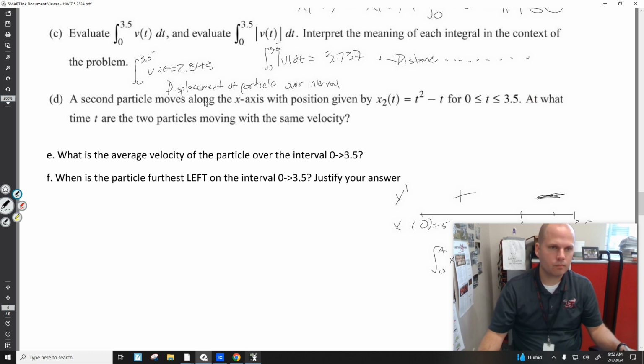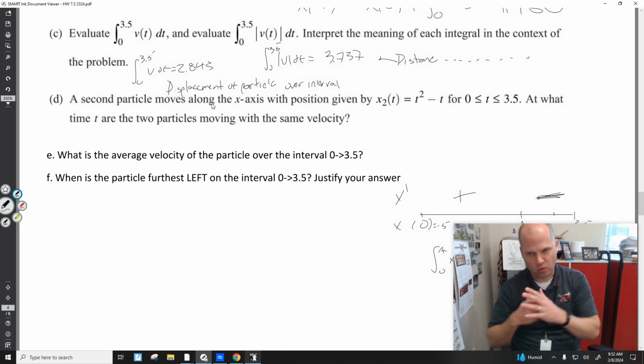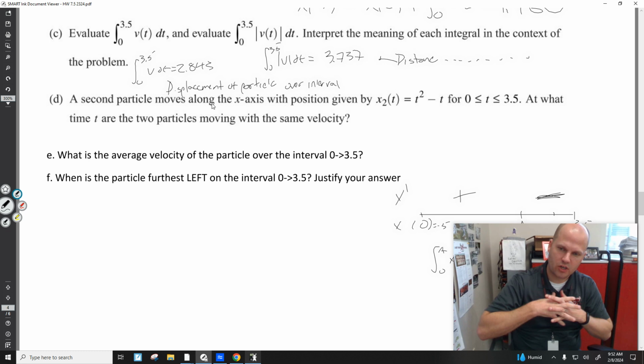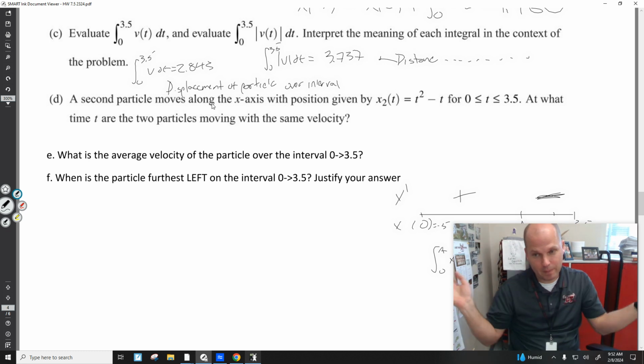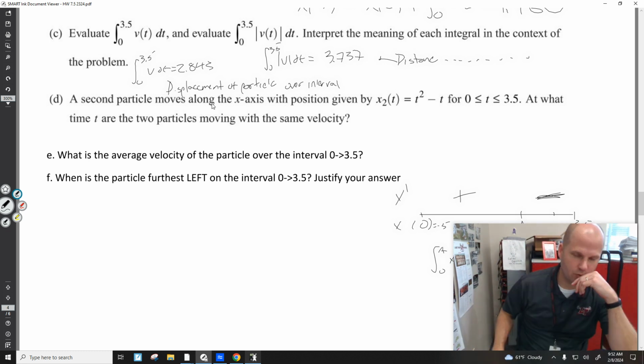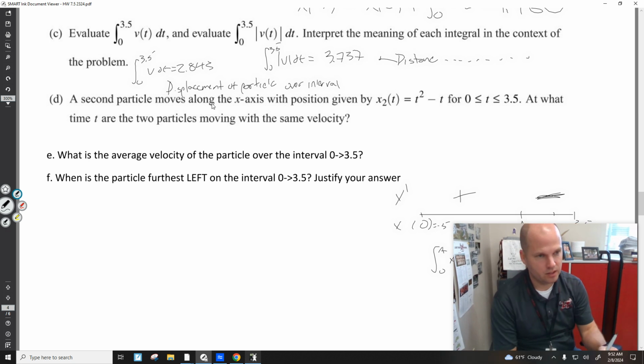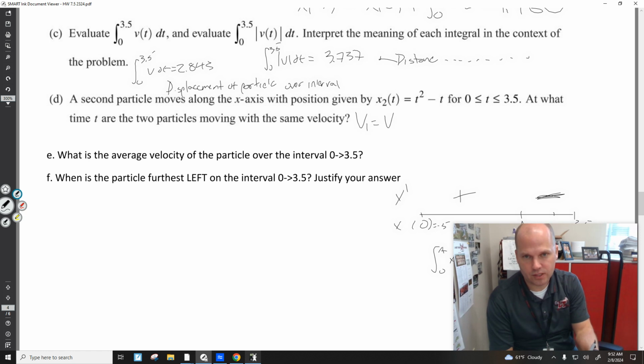Ooh. Second particle moves along the x-axis. Now we're starting to get to some curveball questions, and you're going to see some curveball questions on your test where we might be talking about two particles. We'll see that towards the end as well. Here's the second particle. Here is its position. At what time t are the two particles moving with the same velocity? So we're asking, when is the velocity of one equal to the velocity of two?